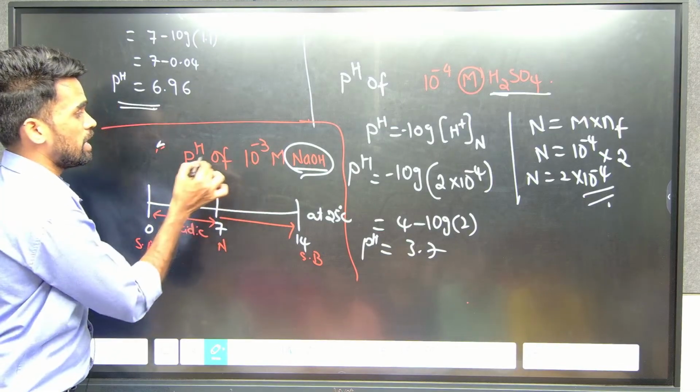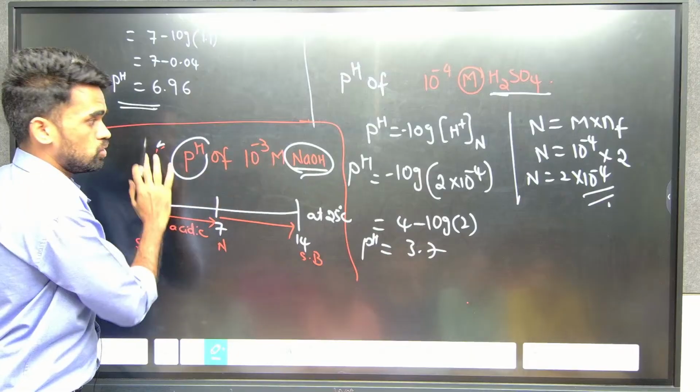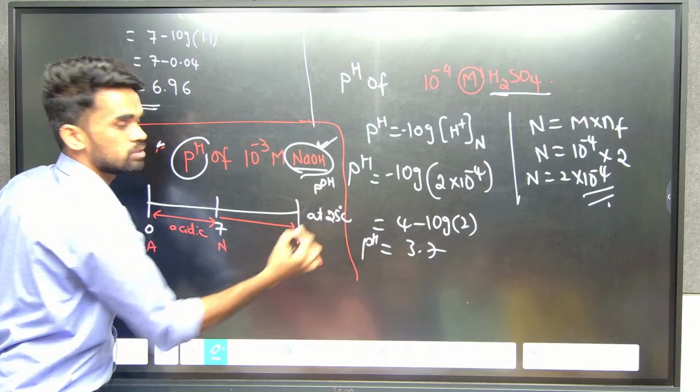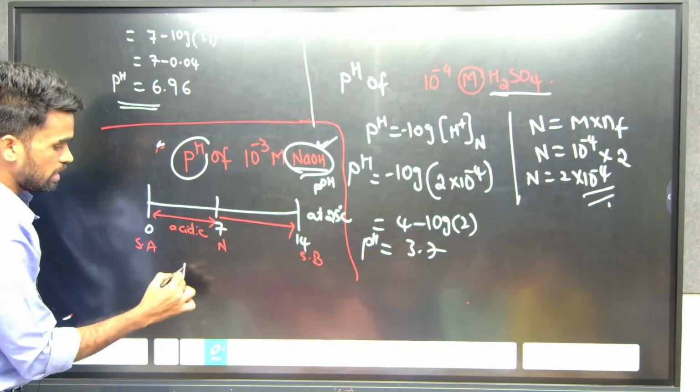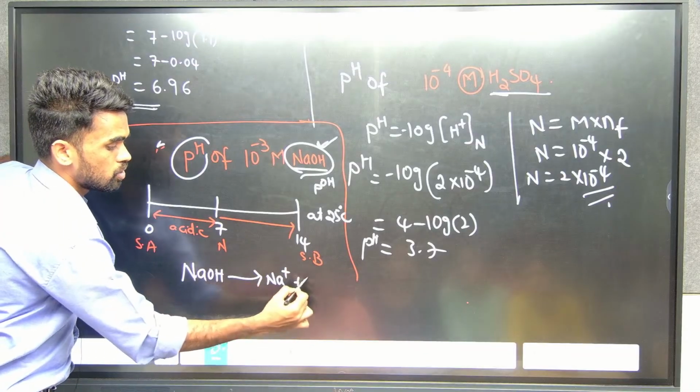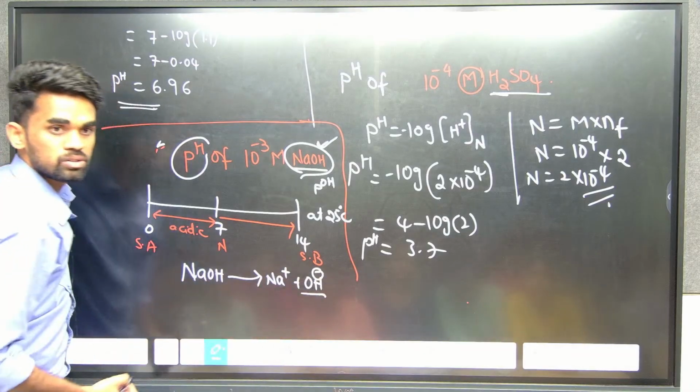See, when I give it like this, don't find pH. It's a base now. Calculate pOH. NaOH, how will it dissociate? Na plus. So which ion is coming out?